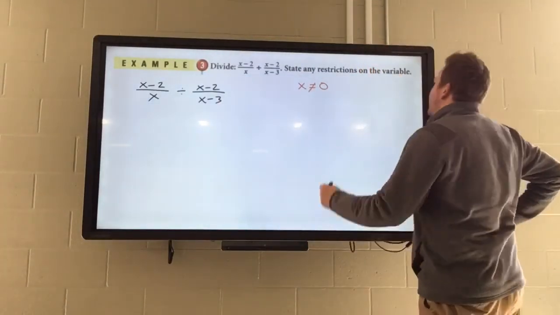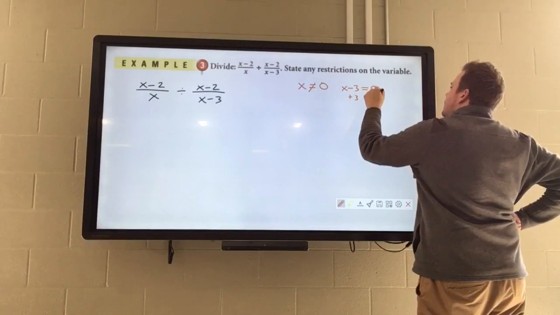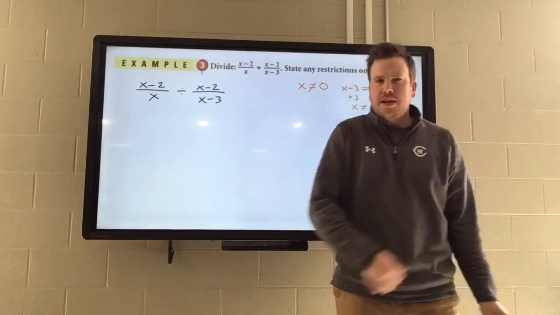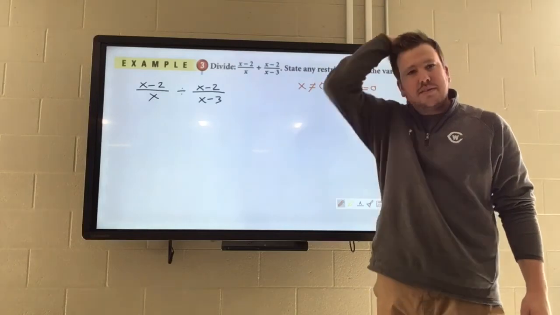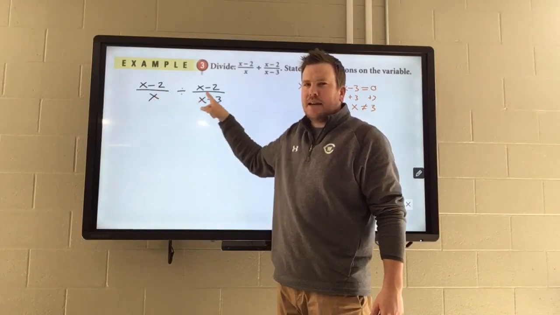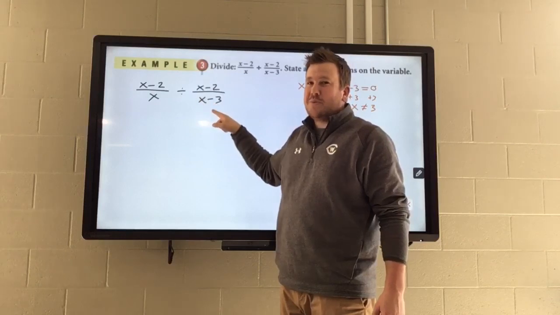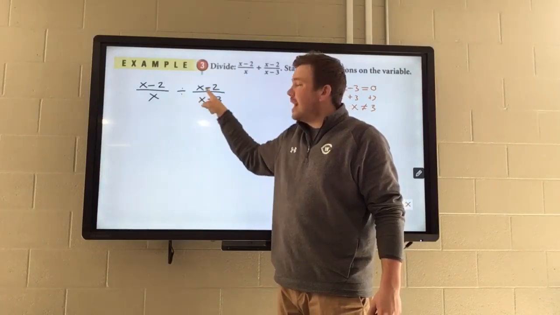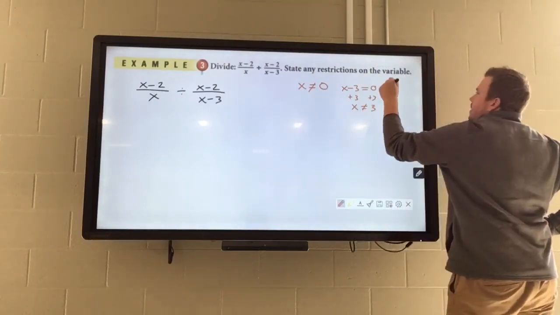How about the next one, x minus 3? Set that equal to 0 and solve. That tells me x can't equal 3, because if I put in 3 here, it would break that fraction. But here's the thing, and this is special with the division problems. We have x minus 2 divided by x divided by this. This entire fraction cannot equal 0, which means we can't have 0 in the denominator or in the numerator, because if we had 0 in the numerator, we'd be dividing by 0, which again, we can't do. So we need to figure out what makes this numerator equal to 0.